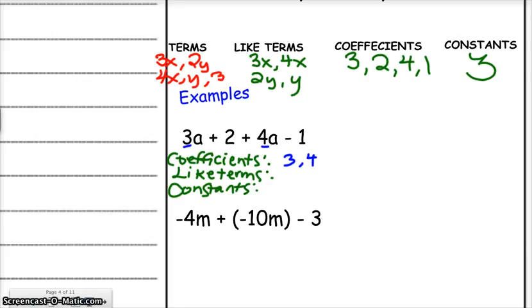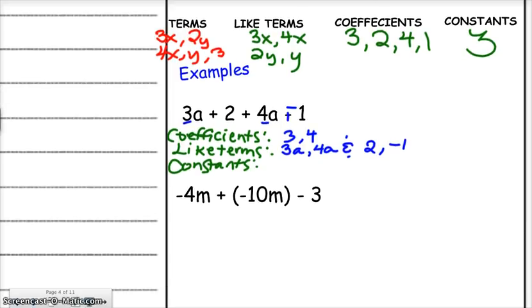Like terms, now funny, this is going to have 2 sets. I have a 3a and a 4a, they're alike. They like to hang out together. Constants are also like terms. You can combine constants. So I'm going to say the 2, and this is not a positive 1, this is a negative 1. 2 and negative 1. Those are like terms too, like constants. And our constants are 2 and negative 1.